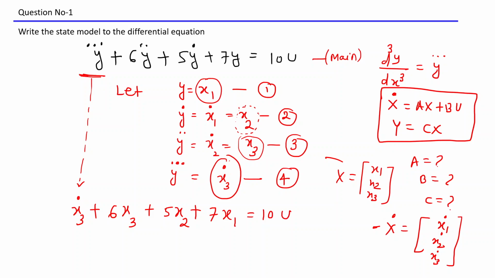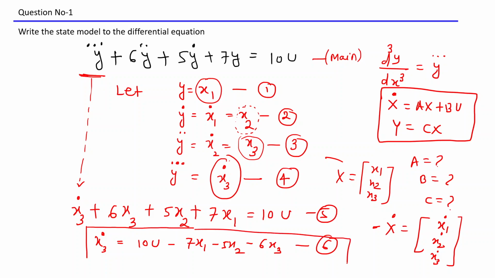Okay. Now in the first equation, what is our aim? Our aim is to find out x1 star in terms of x, x2 star in terms of x, and x3 star in terms of x. So you see here from this equation 5, you find out x3 star. Okay, what is x3 star? X3 star is nothing but 10u minus, in terms of x1, 7x1 minus 5x2 minus 6x3. Okay, this is equation number 6. So I'm just making a bracket of the last one, because this x3 star is now in terms of x1, x2 and x3.